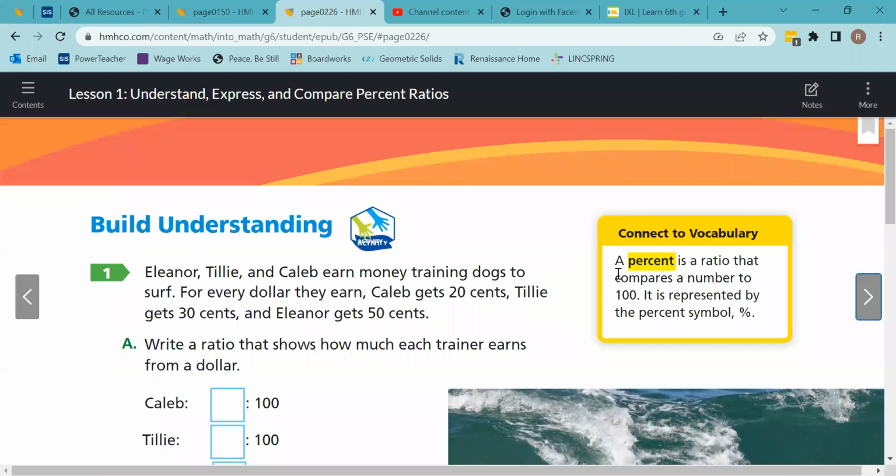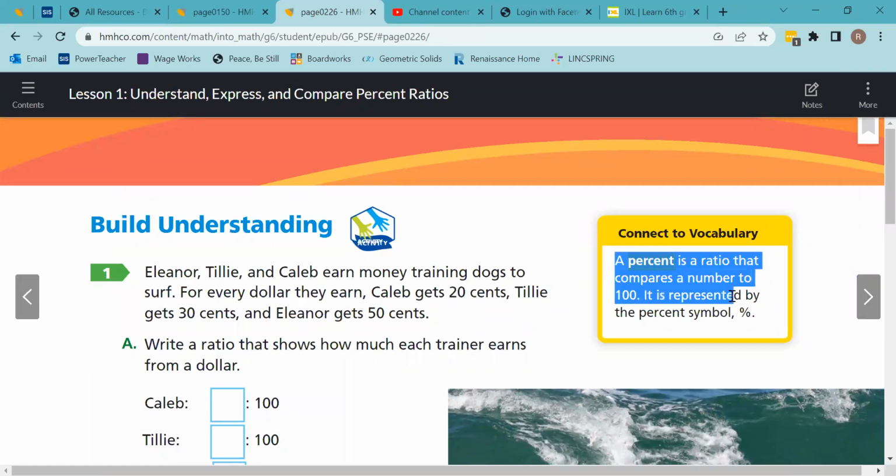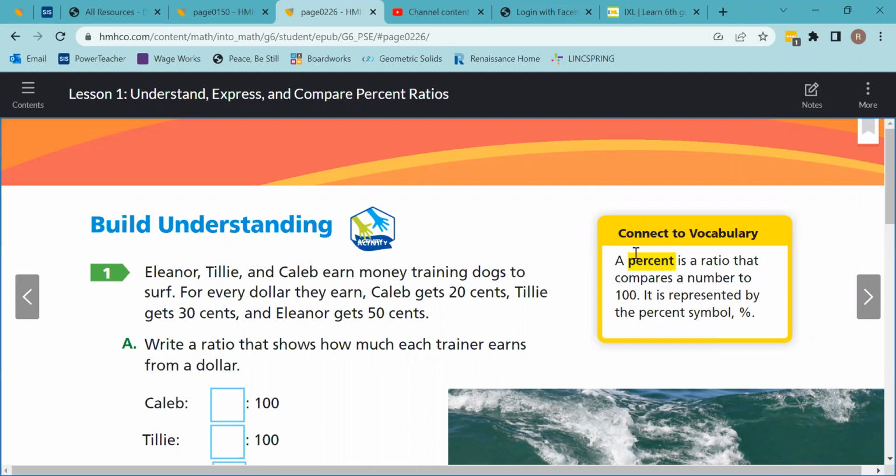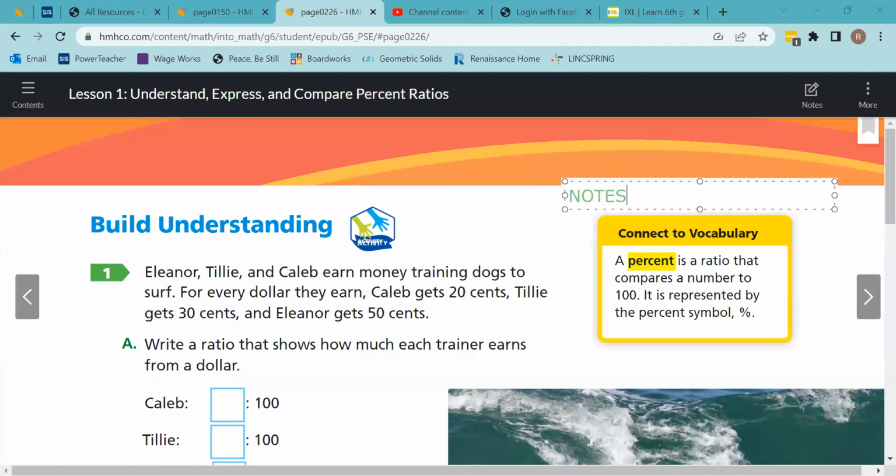Okay. This should go in your notes. A percent is a ratio that compares a number to 100. So percent equals out of 100. Notes: percent means out of 100. It's represented by the percent symbol.